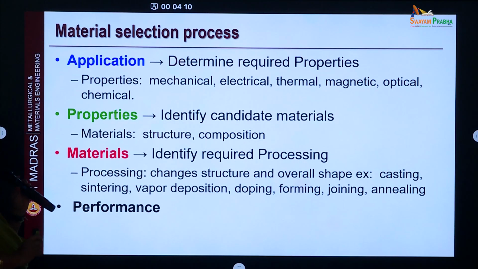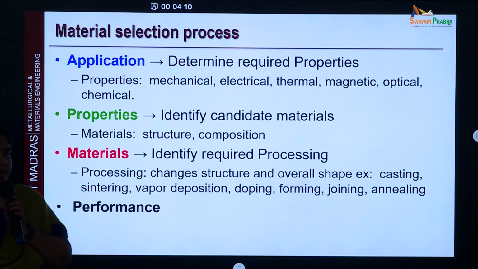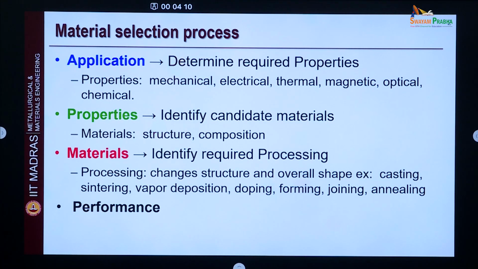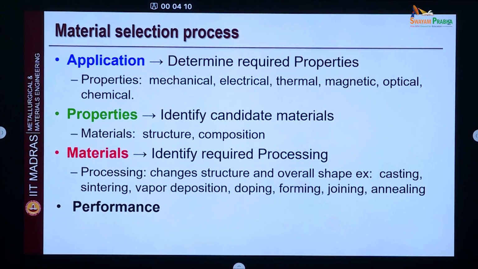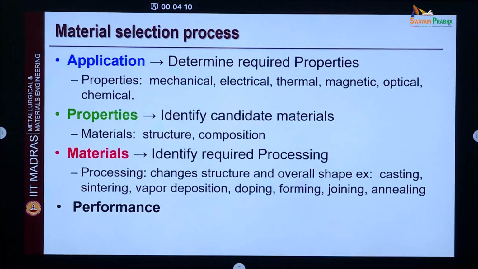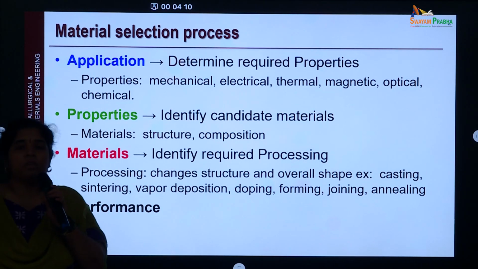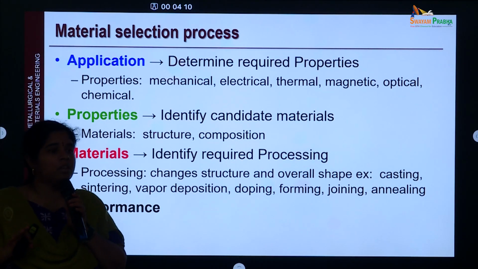So the material selection process is first you have to understand the application, right? First you should know the required properties: mechanical properties, thermal properties, chemical properties, magnetic and optical. So mainly we look at the mechanical, thermal and chemical, followed by electrical, magnetic and optical, which is dependent on the application. Then the next one is to identify the candidate material, where we will look into the composition and the microstructure.